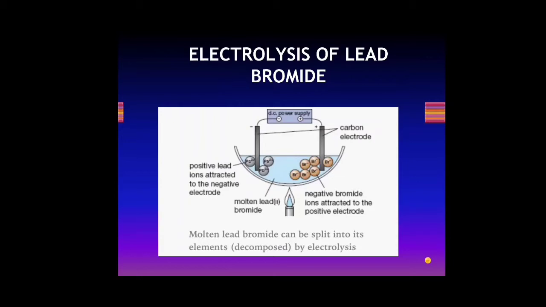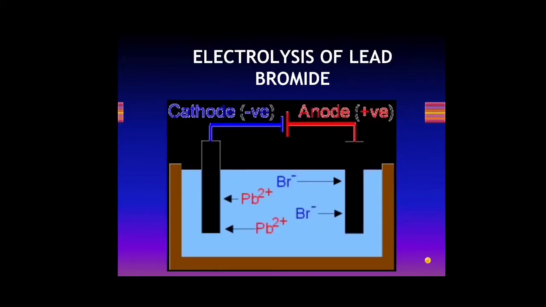So in this case, it separates into positively charged lead ions, and it also separates into negatively charged bromide ions. So bromide ions are moving towards the anode and positive lead ions move towards the cathode. So it is cations to the cathode, anions to the anode. The same thing we see here, Pb2+ gets attracted to the cathode. So positive ions get attracted to the negative electrode and the negative ions get attracted to the positive electrode.